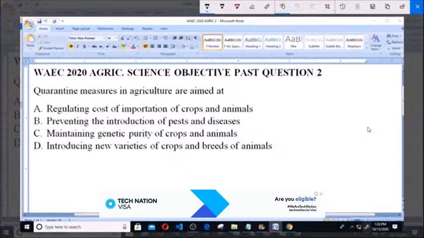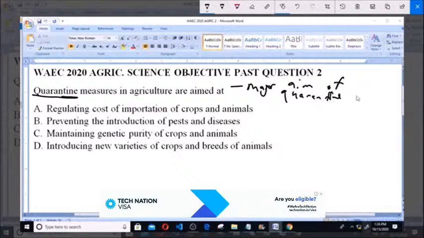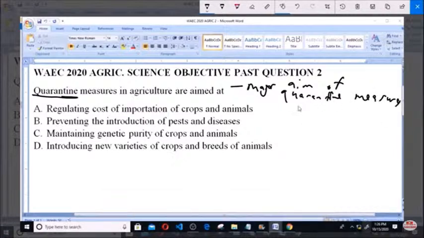Quarantine measures in agriculture are aimed at A. Regulating cost of importation of crops and animals, B. Preventing the introduction of pests and diseases, C. Maintaining genetic purity of crops and animals, D. Introducing new varieties of crops and breeds of animals. So the concept we are looking at is quarantine. And we're asked what is the major aim of quarantine measures in agriculture.